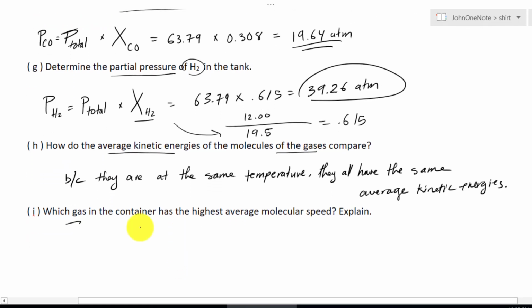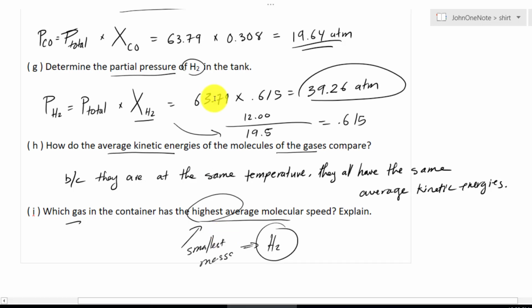And lastly, which gas in the container has the highest average molecular speed? We are talking about the gases methanol, carbon monoxide, and hydrogen gas. Of course, the one with the highest speed would be the one with the smallest mass, and in this case that is hydrogen. If I ask you which one would have the slowest molecular speed, that would be methanol, and so on. Isn't that easy?